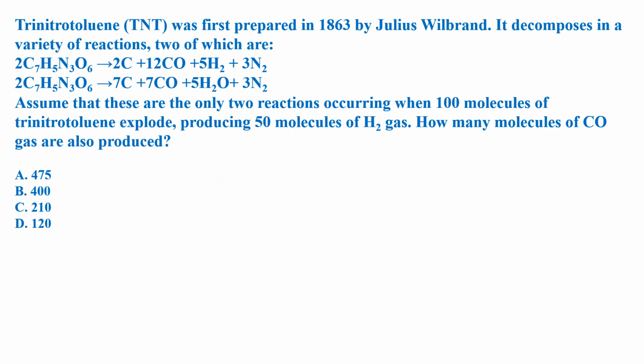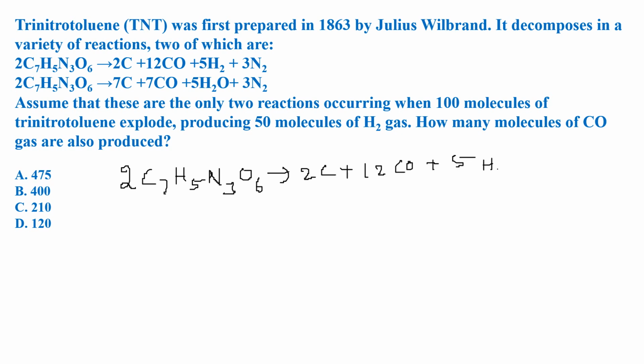Here trinitrotoluene. Here the formula is given, that is C7H5N3O6. It gives rise to 2 moles of C plus 12 moles of CO plus 5 moles of H2 plus 3 moles of N2. Then similarly here C7H5N3O6, we can call it TNT.